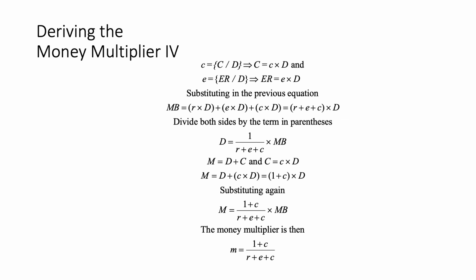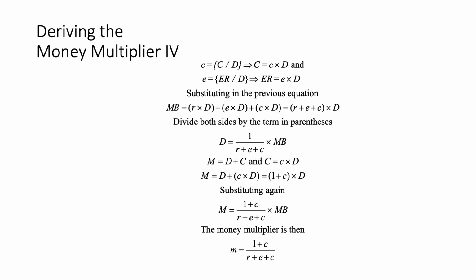And doing so, we're going to divide both sides by little r plus little e plus little c, right? What we get is the deposits in the system are equal to 1 over the summation of the required reserve ratio, excess reserve ratio, and currency ratio, multiplied by the monetary base.